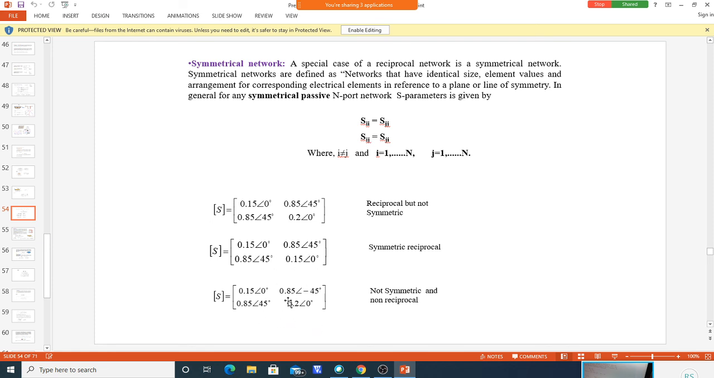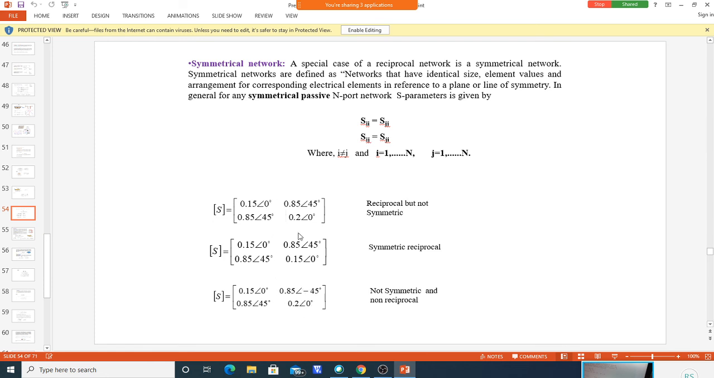Next, this one you see. This one and this one. It is 0.15, 0.2. So it is not symmetric. But here you see 0.85 minus 45 is there. Here is a plus 45. So it is also not reciprocal. It should be plus only, but minus is there. So it is not a reciprocal, not a symmetric network.